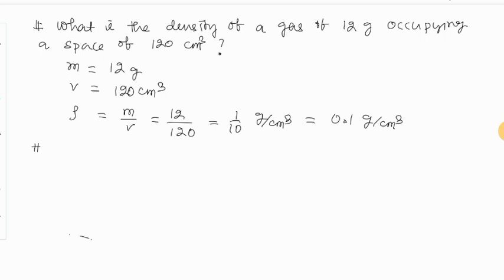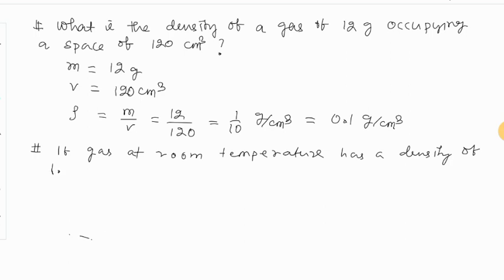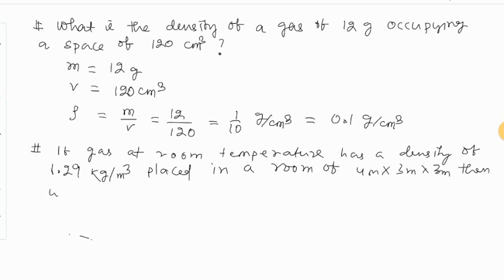Likewise, let us go for another question. The question is, if a gas at room temperature has a density of 1.29 kg per meter cube placed in a room of 4 meter cross 3 meter cross 3 meter, then what will be its mass and weight?